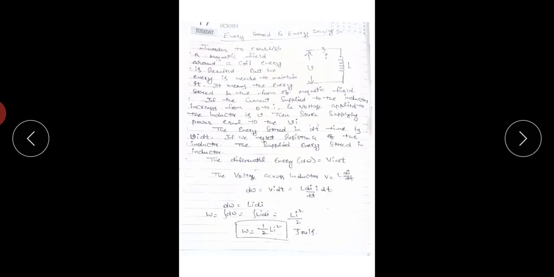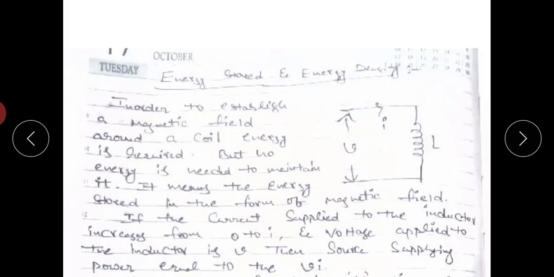So by using these formulas, we can find the mutual inductance between two coils or two circuits. Okay, next one, the energy stored and energy density.